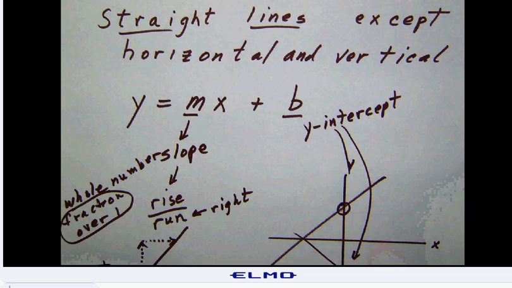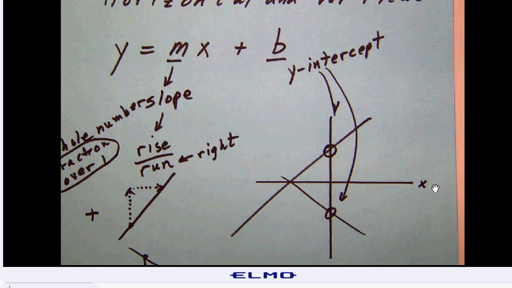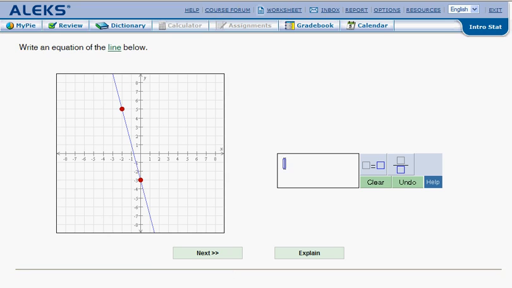Notes about straight lines: except horizontal and vertical, all go by the magic equation y equals mx plus b. Now, we've talked about this before, but let's quickly recall. The y-intercept, remember, is this number here, out on the end. It's a constant, and it tells us the location of the point where the line crosses over or intercepts the y-axis.